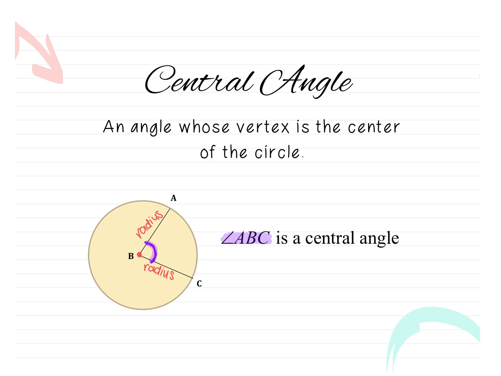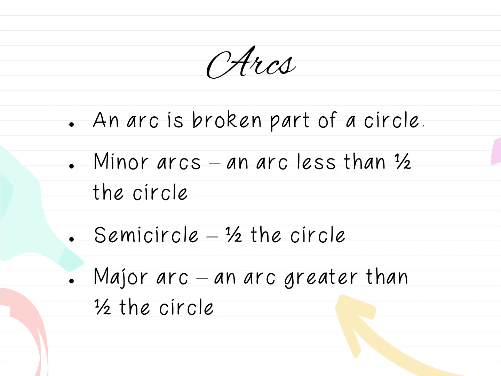All right, looking at the next slide, arcs. How are we naming our arcs? An arc is a broken part of a circle, and we'll look at it in the next slide. There are three types of arcs: a minor arc, a semicircle, and a major arc. These are pretty easy to remember if you know what minor and major mean, and then we should have an idea of what semicircle is.